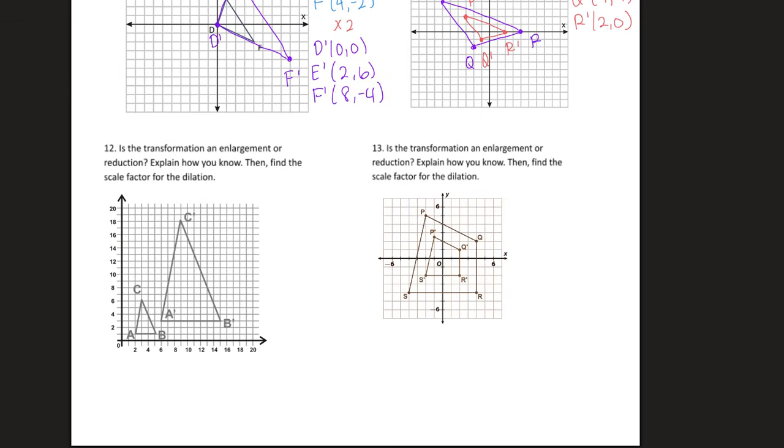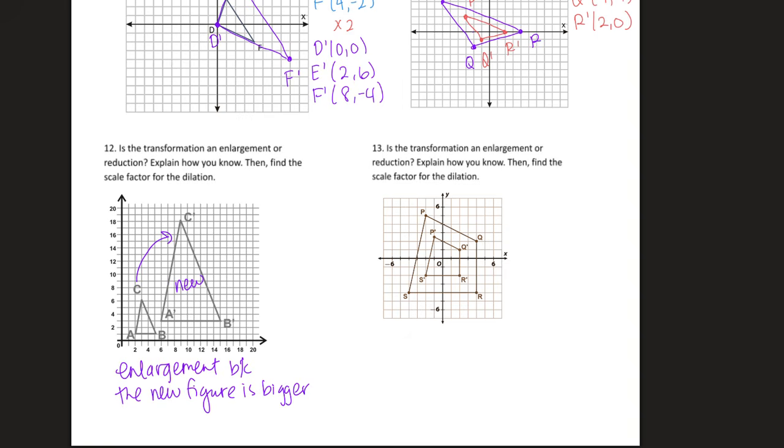All right, question number 12. It's asking if the transformation is an enlargement or a reduction. So to figure out which one's the original, which one's the new, we want to look for prime notation. So as we can see here, the bigger figure has the prime notation, which means this is the new figure, which means our shape got bigger. So this is going to be an enlargement because the new figure is bigger.